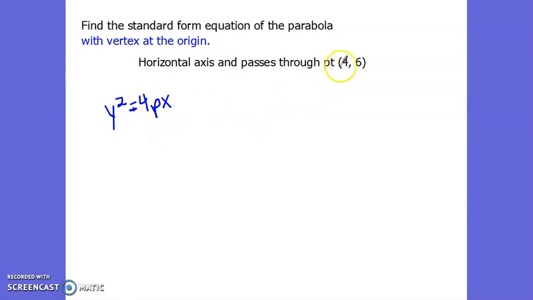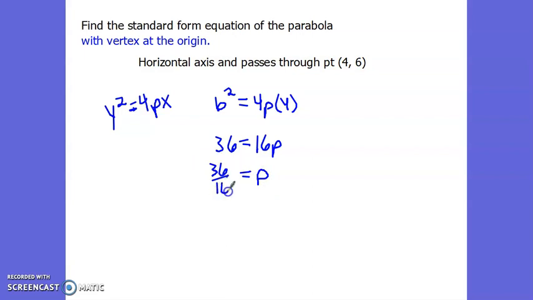Well, the nice part is if (4, 6) is going to be on our parabola, then x being 4 and y being 6 should make our equation true. So what we can do is take our point and just plug it into our equation. 6 squared equal to 4p times x, or 4, means that 36 should equal 16p, and p equals 36 over 16, or basically 9/4.